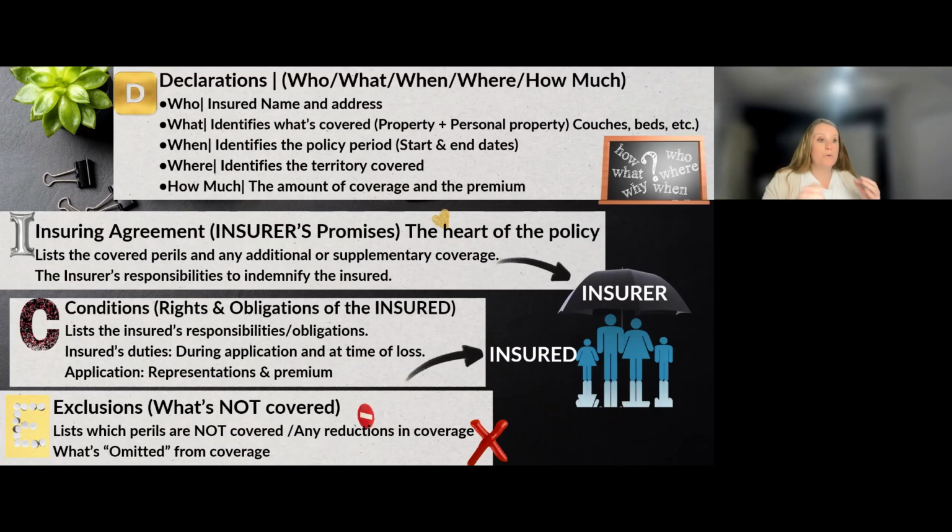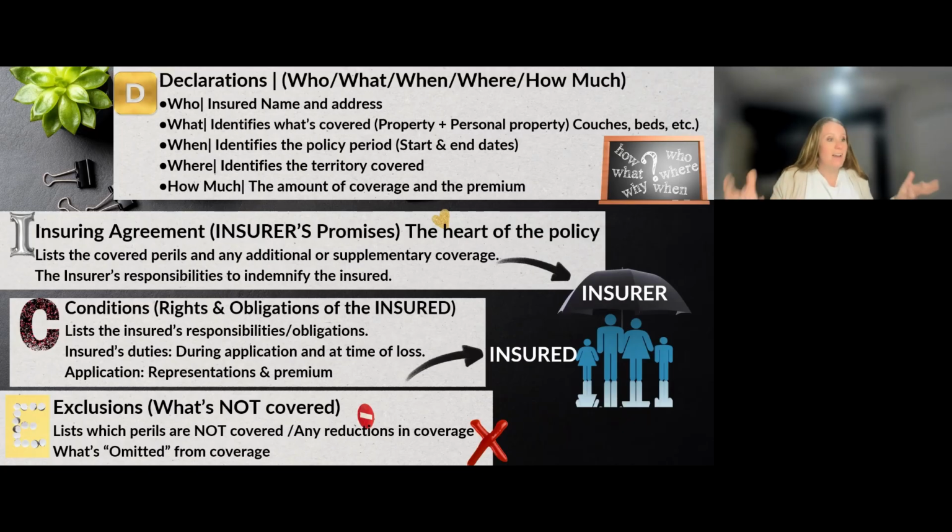So declarations, of course, is your who, what, when, where, and how much. Your who represents the insured, right? That means their name and their address. The what identifies what is covered, meaning their property, and that could be the building itself, as well as their personal property. Or if we're talking about car insurance, that's the car. Or if it's business auto, that's the business vehicles. So that's the what is covered.